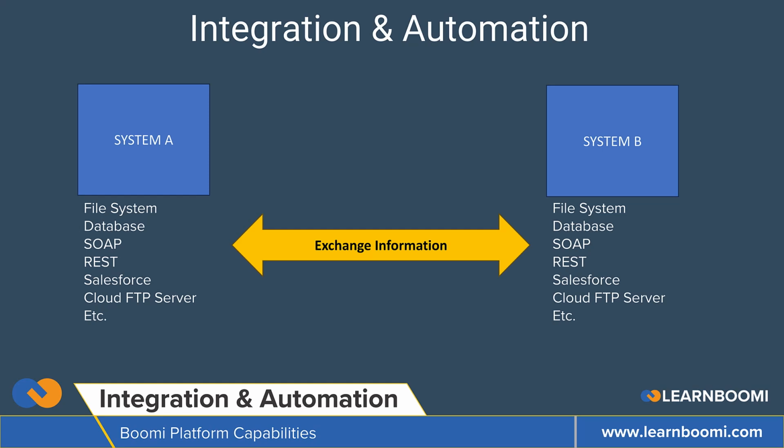The big yellow arrow in the middle represents the exchange of information between system A and system B. So this could be something like sending customer data, pushing order details, transferring files, updating the inventory, syncing the employee records, or any business transaction. In simple terms, this slide shows the core purpose of integration and automation, which means to connect two or more systems and make them talk to each other, which ensures smooth, secure, and reliable flow of information across the organization. This is exactly the problem that modern integration platforms like Boomi are designed to solve.